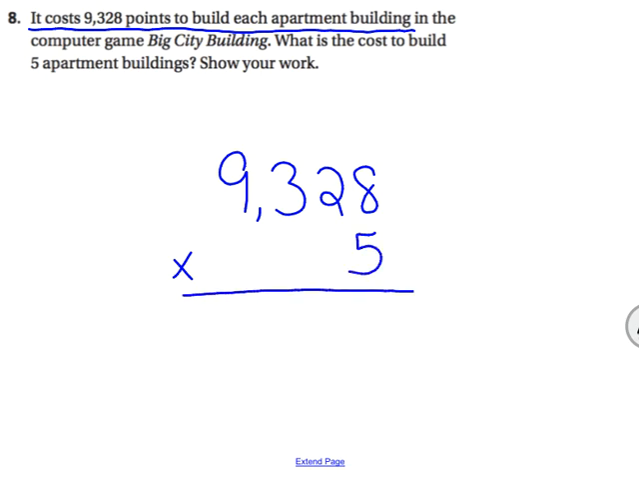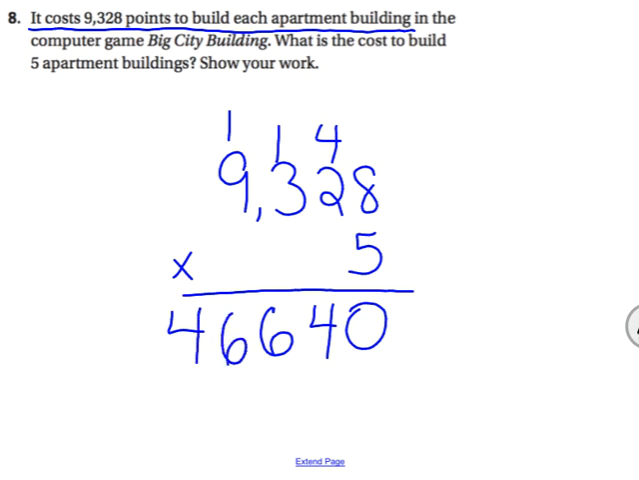5 times 8 is 40. I put the 0, regroup the 4. 5 times 2 is 10, plus 4 is 14. Put the 4, regroup the 1. 5 times 3 is 15. Add 1 is 16. Put the 6, regroup the 1. 5 times 9 is 45. Plus 1, 46. So since there's no other place to regroup, I bring the 46 down into the product.